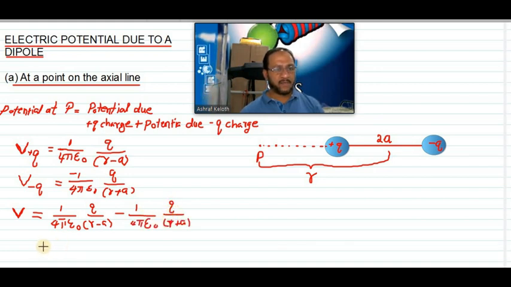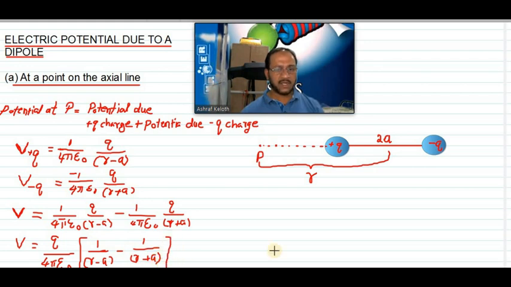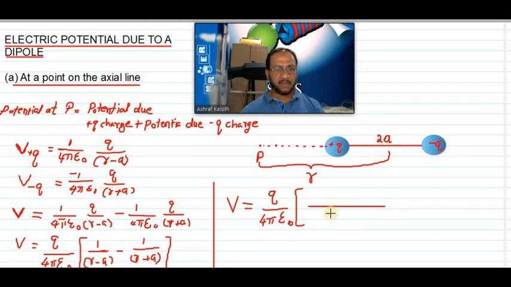Here we can take Q by 4 pi epsilon naught as a common factor outside. Inside the bracket what remains is 1 by R minus A minus 1 by R plus A. Then we take the LCM at the denominator, which is R plus A into R minus A, in the form of a plus b into a minus b. So the net potential V is Q by 4 pi epsilon naught inside the bracket, with the denominator R plus A into R minus A as the LCM.